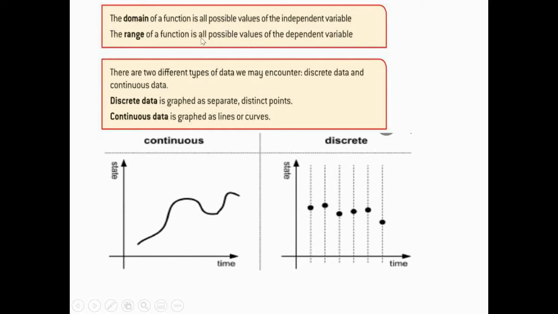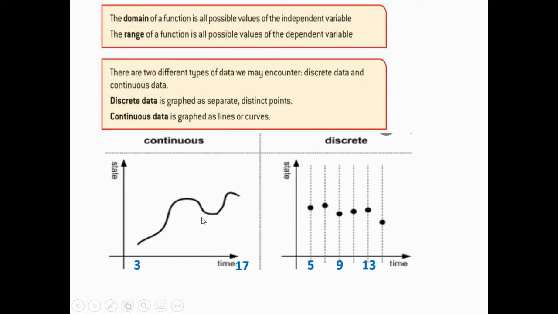So we had our domain and range, and now let's define the difference between discrete and continuous data. Discrete data is graphed as separate, distinct points. This is discrete data. You can see separate points. And continuous data is graphed as lines or curves. Why is this called continuous? Well, when we have a curve like this, there are actually points on it, right? Here's some points. There's infinite points. Imagine drawing infinite points here and then connecting them. That's what a curve represents. It represents infinite points. So continuous data is graphed like that. It just represents infinite points, all right?